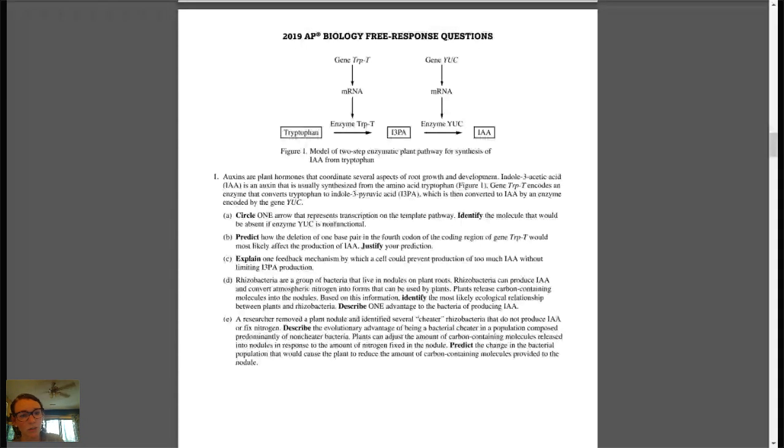Circle one arrow that represents transcription on the template pathway. So you could have circled the arrow between gene TRPT and mRNA, or the arrow between gene YUC and mRNA. But it needed to be an arrow between a gene and mRNA because that is the process of transcription. The second part of part A, the second point, says identify the molecule that would be absent if enzyme YUC is non-functional. If enzyme YUC is non-functional, IAA should be absent. Okay, so those are your 2 points there: 1 point for the arrow between the gene and mRNA, and 1 point for saying that IAA would be the molecule that would be absent if enzyme YUC was non-functional.